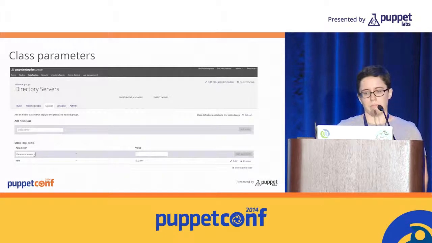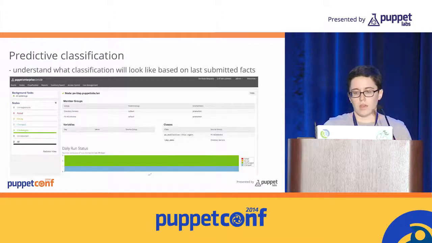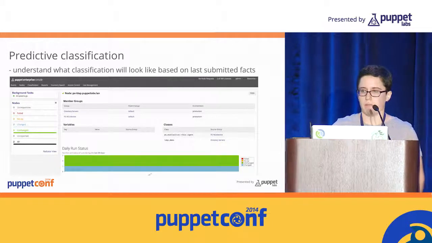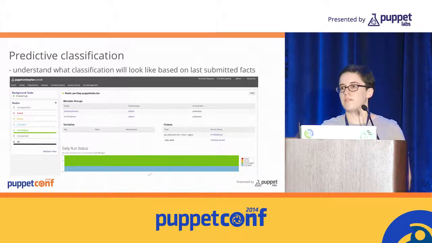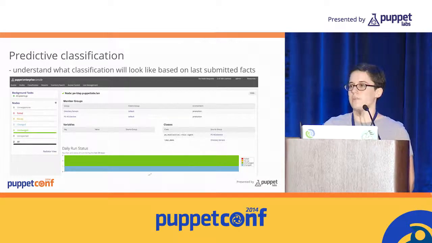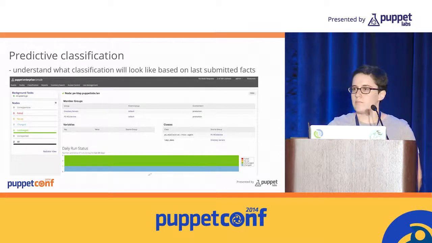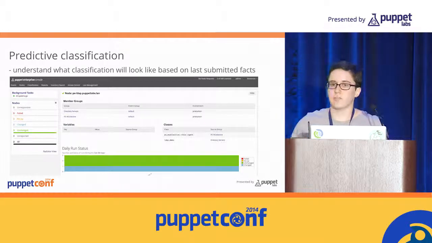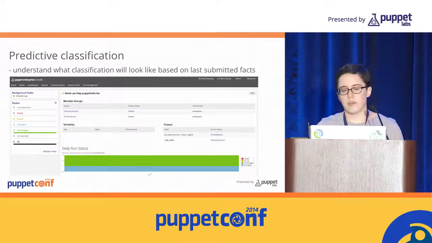And this is one group, and a node can have multiple groups. We can go and look at the nodes page again and see this is what the classification would look like. This is the predictive classification. This is all of the groups that this node should get. And I say predictive because this all happens based on facts. So it's the facts that the agent supplies when it runs. And those facts might change from run to run. And all that we're aware of right now is the last facts. So this is the classification that this node would have based on the last facts it submitted.